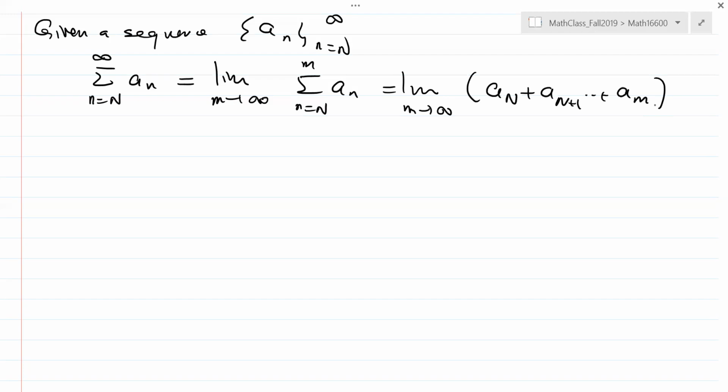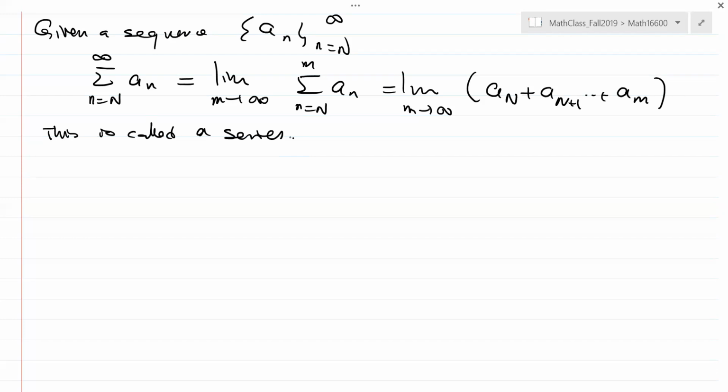Okay, and this is called a series. There are many different types of series because there are many different types of sequences.